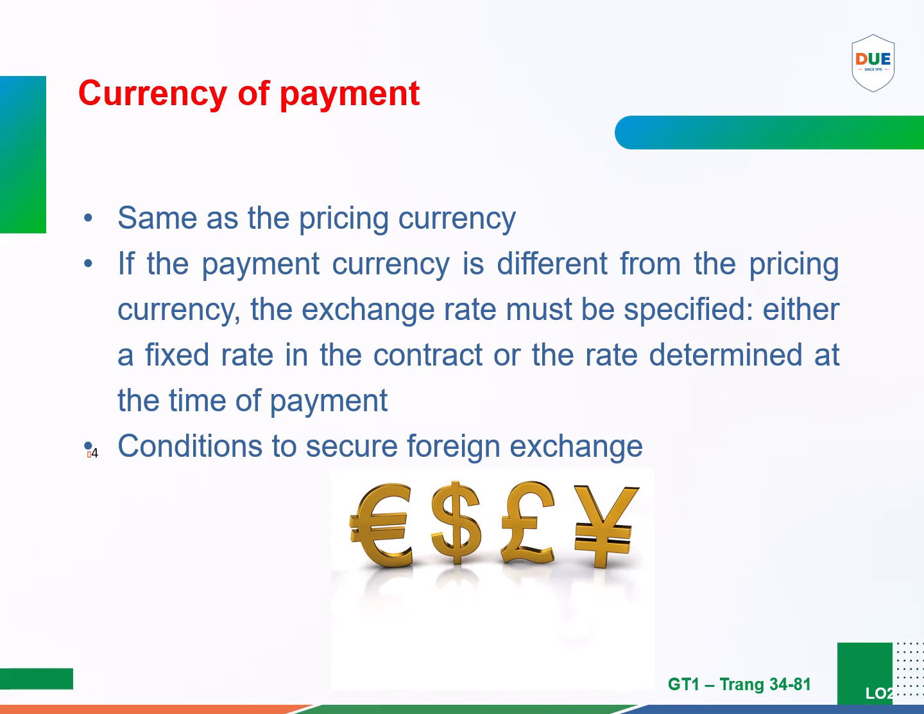Another approach is to have the payment currency differ from the pricing currency, where the pricing currency is typically a stable currency. At the time of payment, the amount will be determined based on the exchange rate between the pricing currency and the payment currency. For example, if the contract uses USD as the pricing currency with a total value of 100,000 USD and payment is made in FRF at a rate of 1 USD equals 5 FRF, the buyer must pay 500,000 FRF.